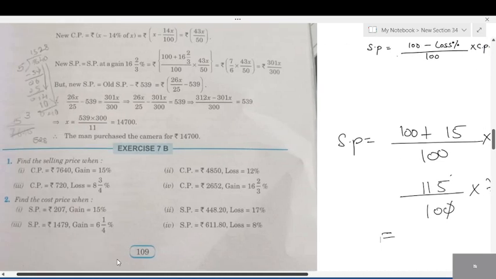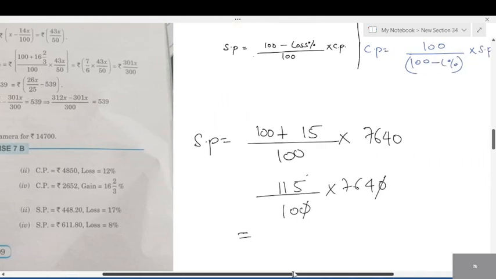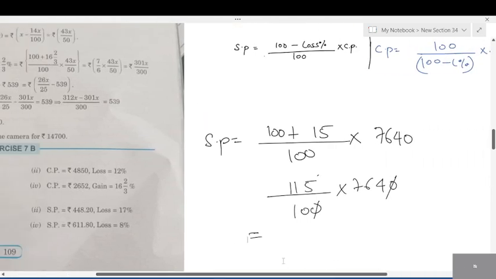So whoever has understood, can you try the second one? I mean third one. Loss percent is given. Okay, don't need third one. Try the second one. Use the loss percent. Try the second one. I'll give 2 minutes time. Completed.